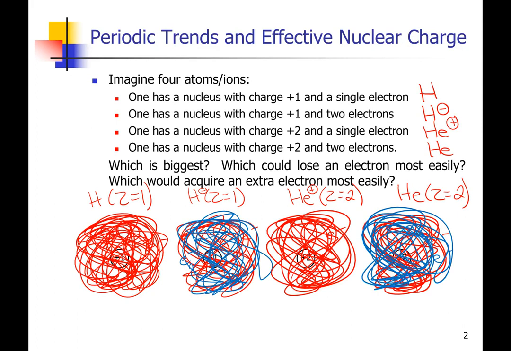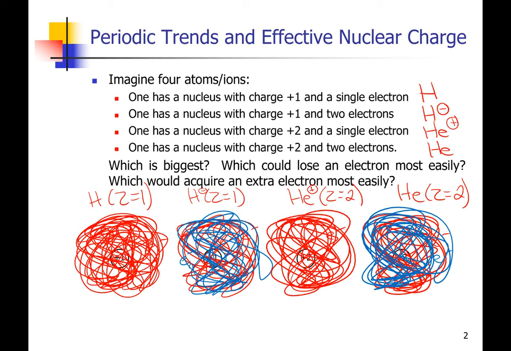So when we talk about periodic trends, the questions that we're going to be asking ourselves are things like, which of these species is biggest? Which of them requires the most energy to take an electron off of? Which of them is easiest to add an extra electron to? And all of those questions can be answered by looking at how strongly the electron is attracted to the nucleus. How much positive charge does the electron feel coming from the nucleus?